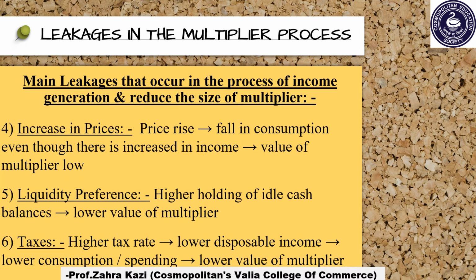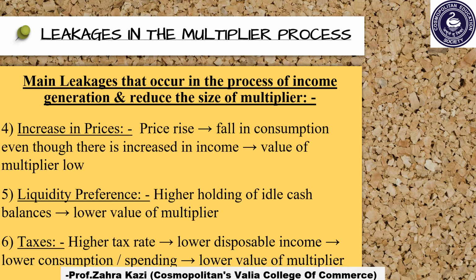Another important leakage in the multiplier process is an increase in prices. As the price level rises, people's consumption falls, even though their income increases. Because of this, the value of the multiplier will be low.